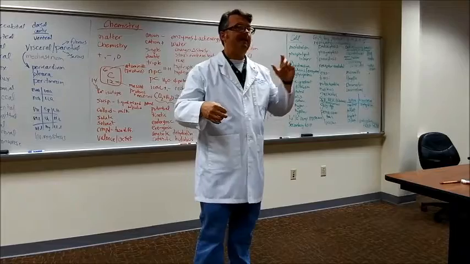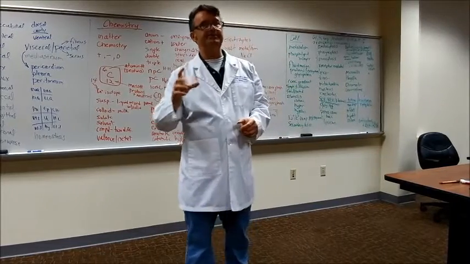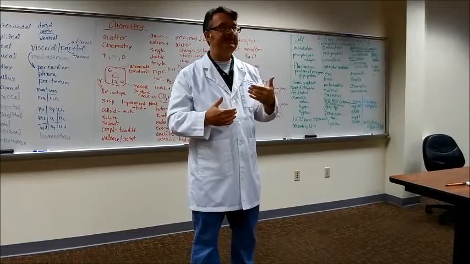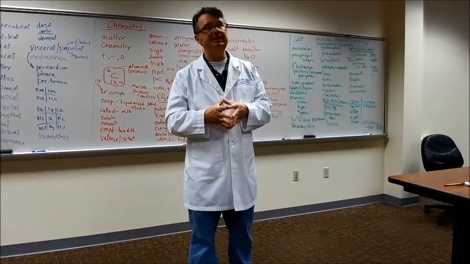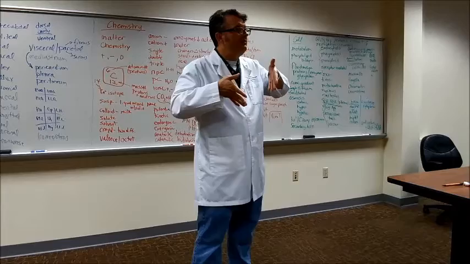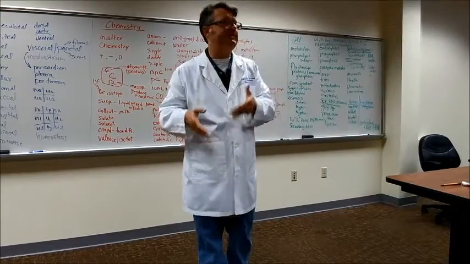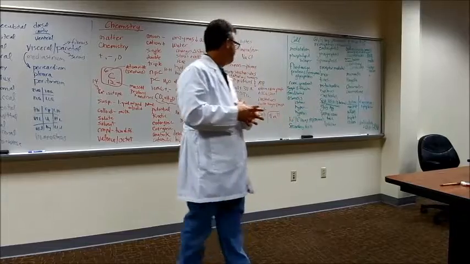Remember, active requires ATP, which means energy. Cell money is required to do that. Why? Because we're pumping against a concentration gradient, usually in these situations. If it's moving with the groove, if it's going from high to low, it doesn't take energy. That's called simple diffusion.